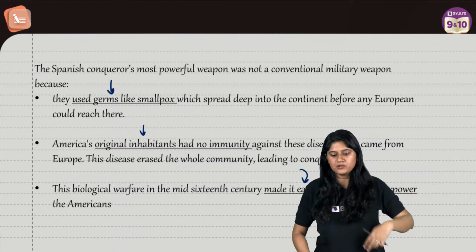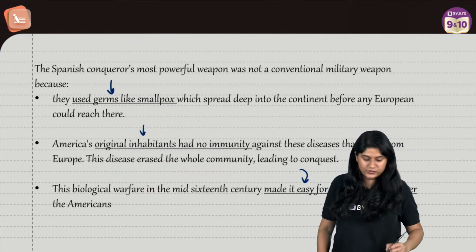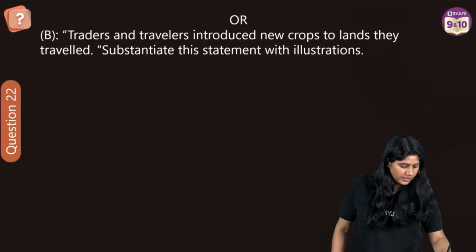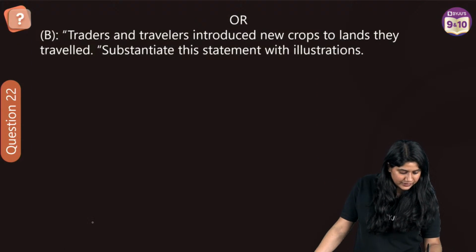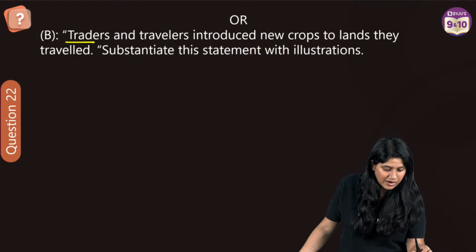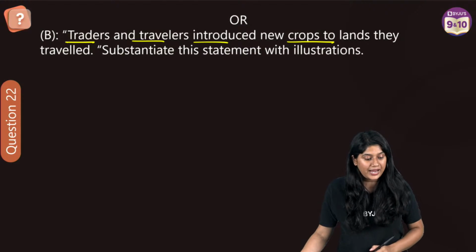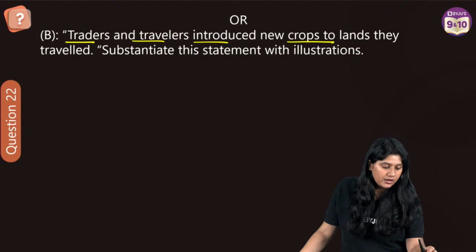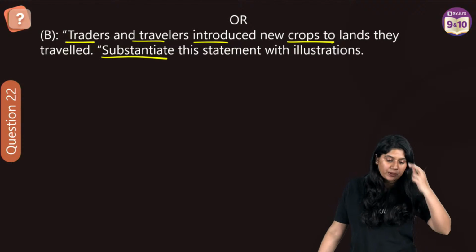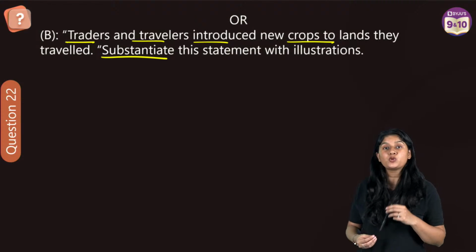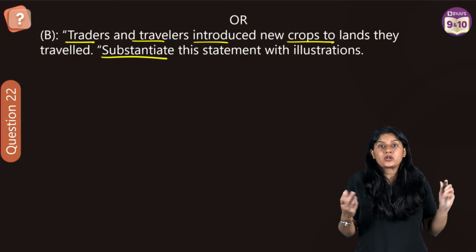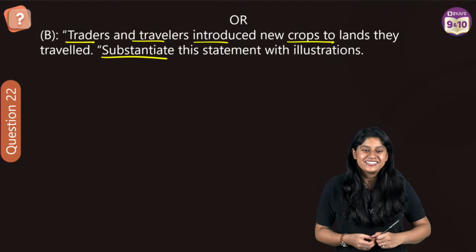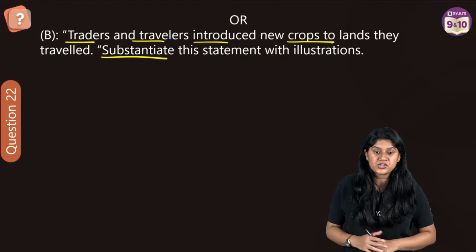We have one more question, which is the OR of this particular question. Let's take a look at the OR part. Traders and travelers introduced new crops to the lands they traveled to. We have to explain. What is the meaning of substantial? It means that we have to explain or provide evidence to support our answer. Everyone, are we clear with this particular question?